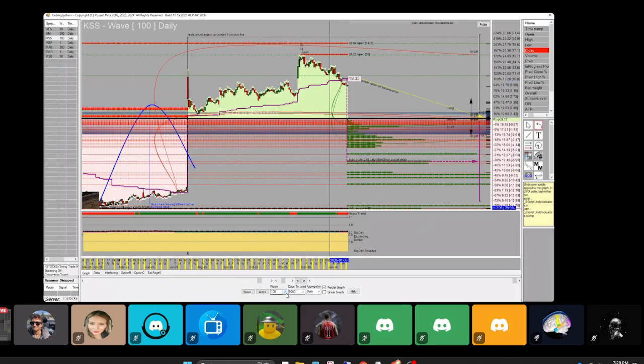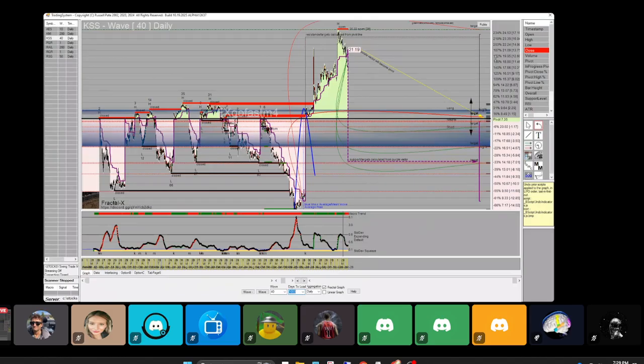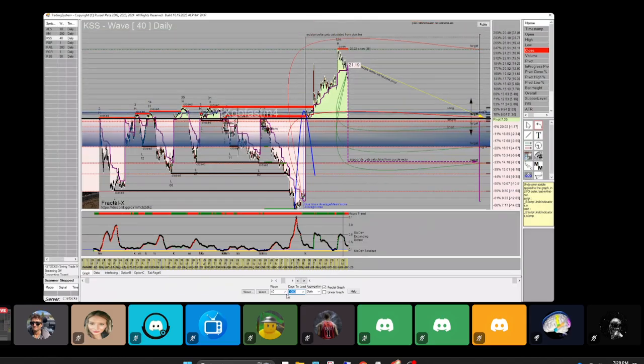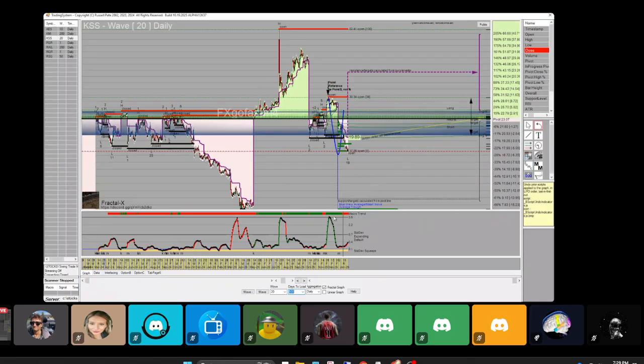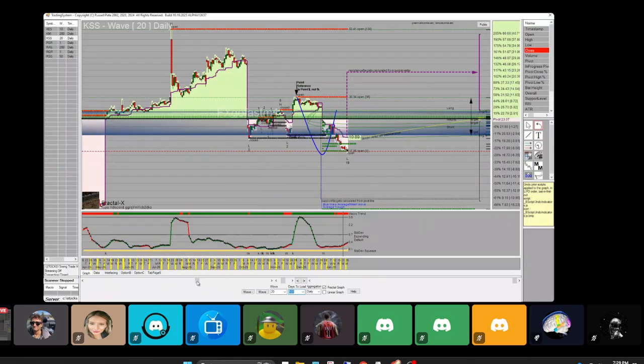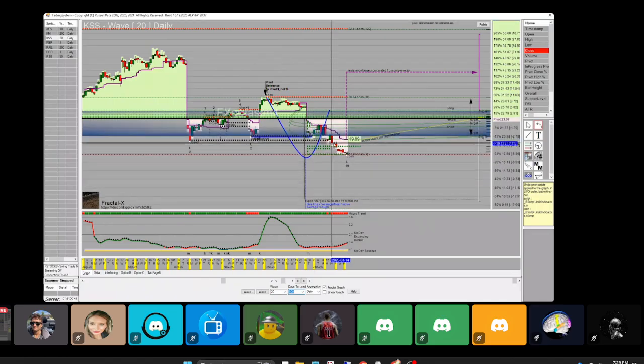All right. Is there any other ones I could show for this real quick? Let's see. Wave 20. Let's look at this. So this is honestly much lower than the average wave 20 cycle below pivot.